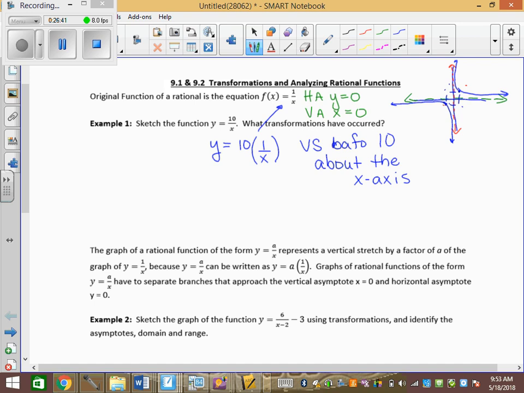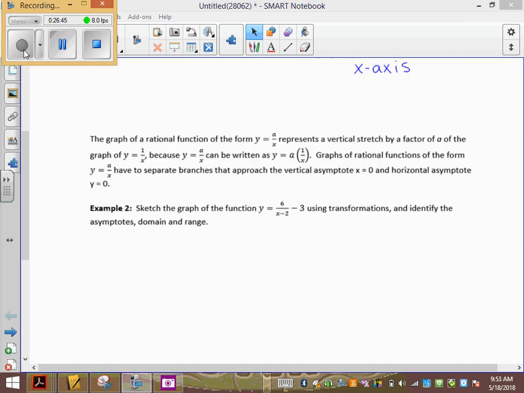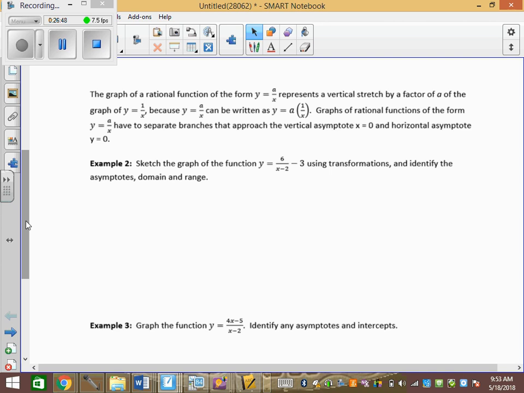So here it sums it up. Okay. So the graph of a rational function of the form y equals a over x represents a vertical stretch by a factor of a of the graph y equals 1 over x, because y equals a over x can be written as y equals a times 1 over x. Graphs of rational functions of the form y equals a over x have separate branches that approach the vertical asymptote at x equals 0 and the horizontal asymptote at y equals 0, right? It didn't change our asymptotes at all, did it? Our asymptotes were still at 0 and 0.